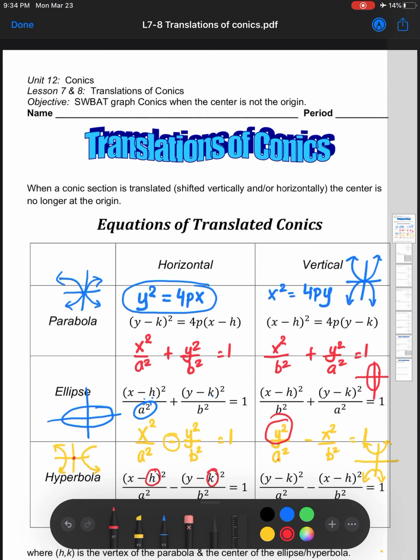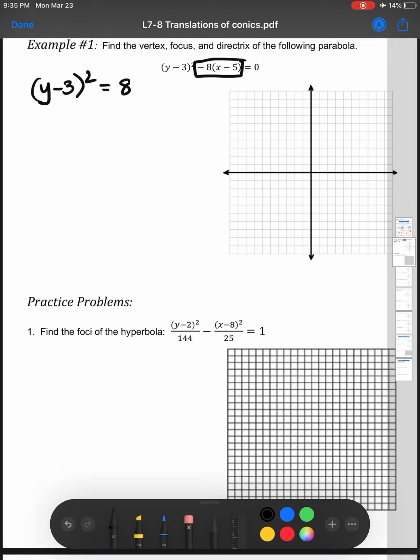I think the letters confuse many of you. So let's start with the first question. It says find the vertex, focus, and directrix of the following parabola. First things first, always have your equation written in standard form. Is it in standard form? No, because this thing needs to move. This section equals 8x minus 5.